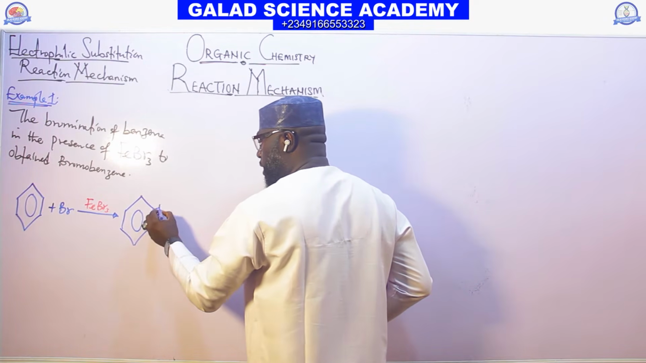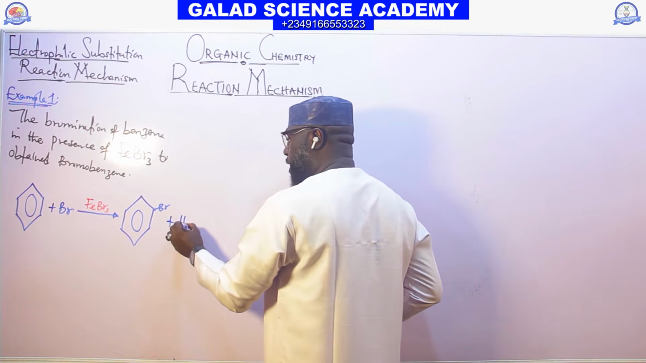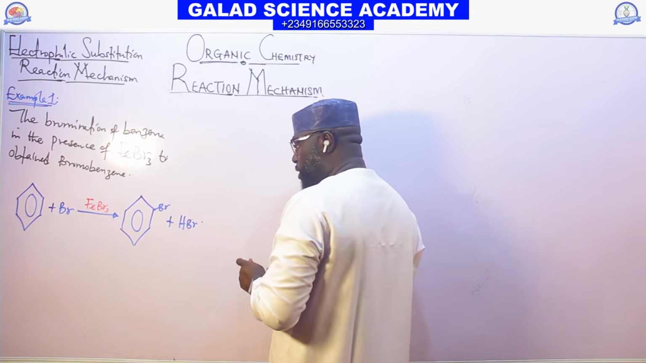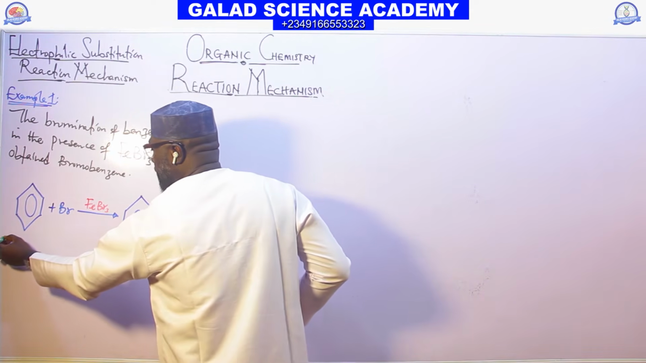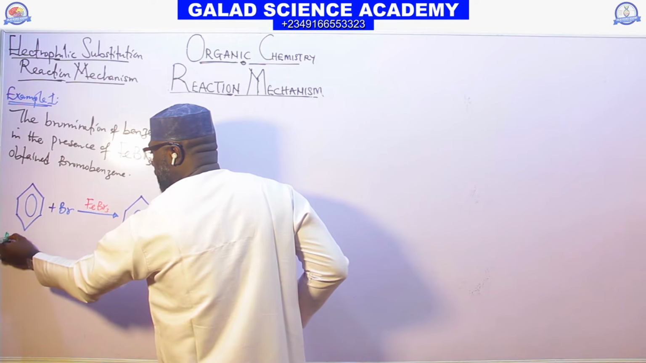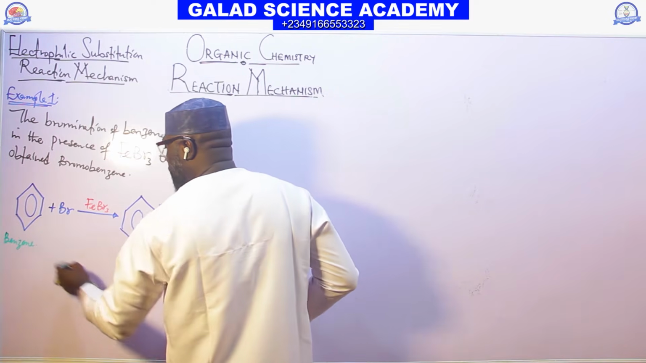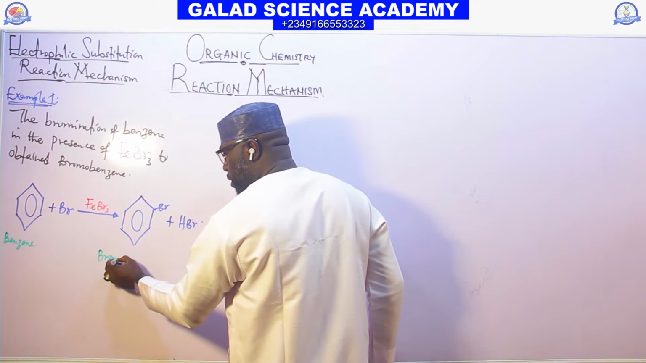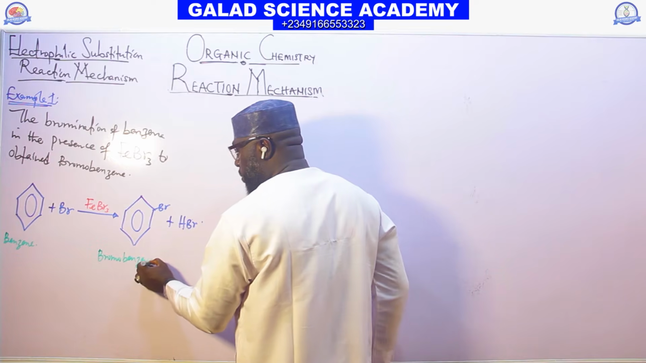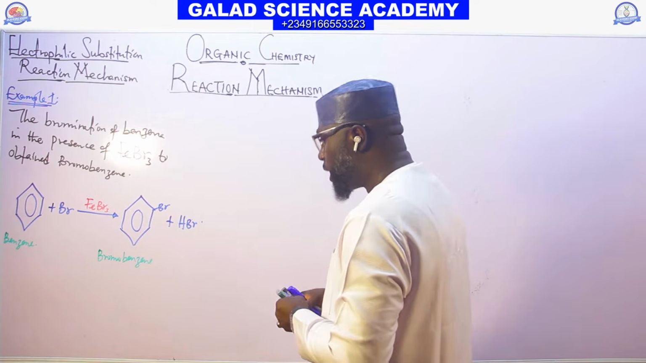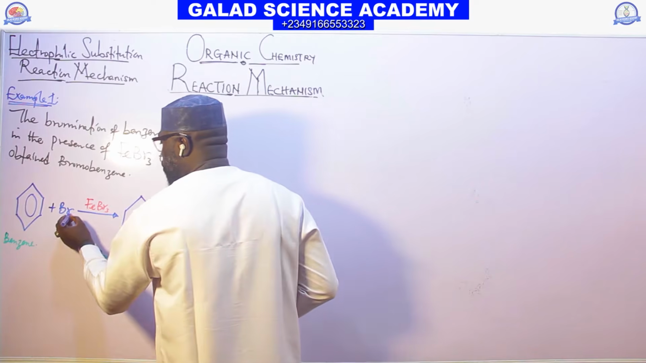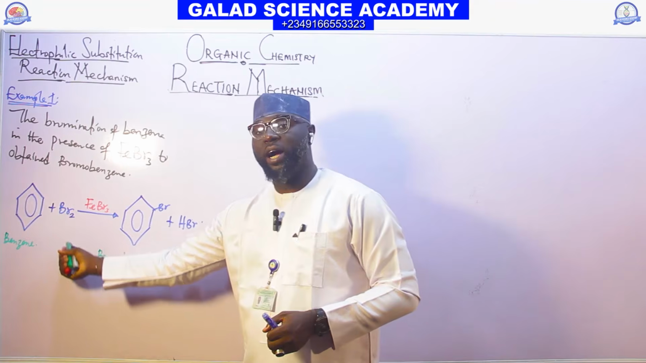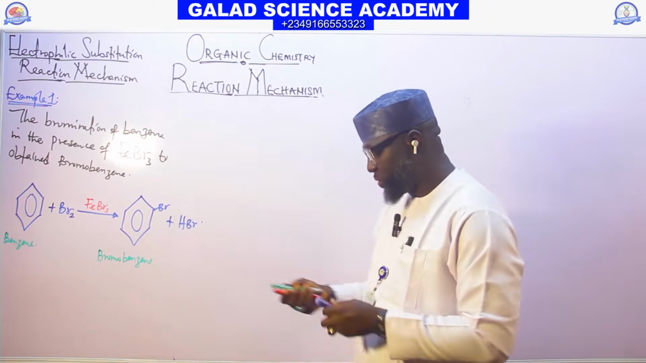And the product given here, it will give us bromobenzene plus HBr. So this is benzene. This is bromobenzene. This bromine here is Br2. Yes. This is the normal reaction. Let us look at the mechanism of this reaction.